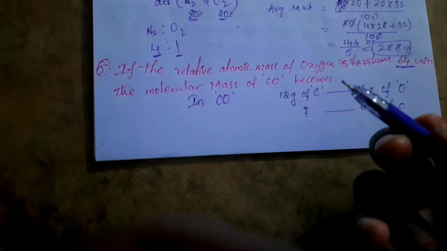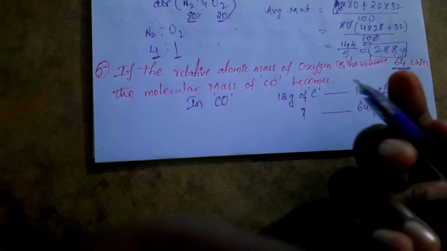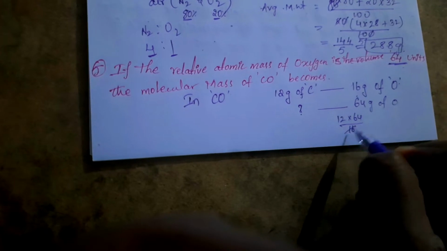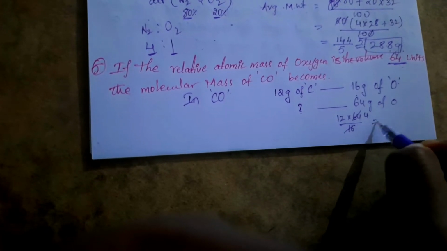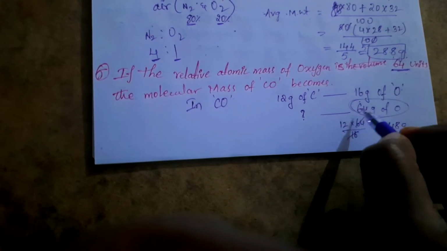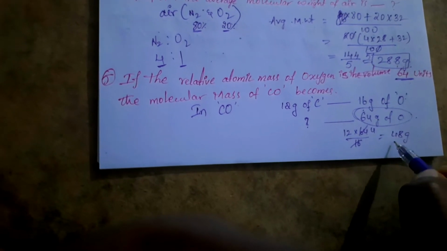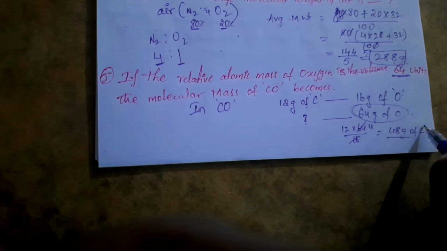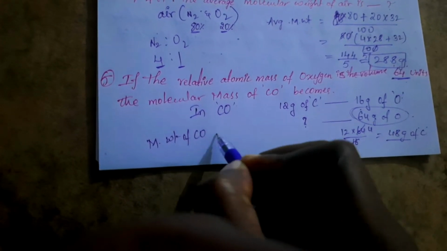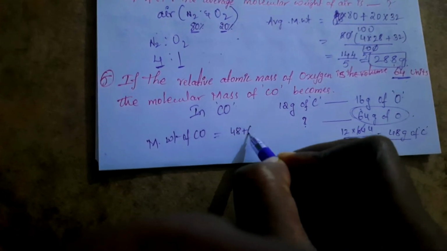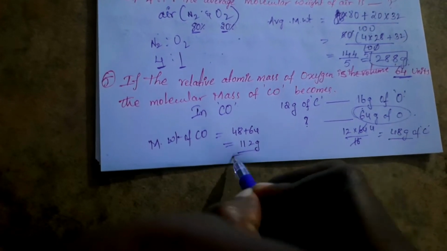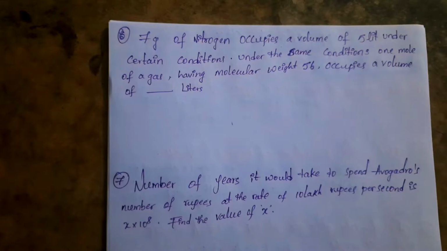Now what is the atomic weight of this carbon? First we will calculate that, then automatically we will get the molecular weight. That is 12 into 64 by 16. That is nothing but how much? 16 fours are 64, 12 fours are 48. So if you take 64 grams as the oxygen atomic weight, the carbon atomic weight will be 48 grams. Then the molecular weight of carbon monoxide will be 48 plus 64, that is 112 grams. Is that clear? That is the molecular weight.